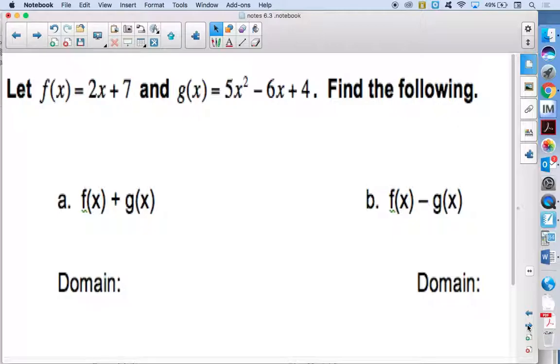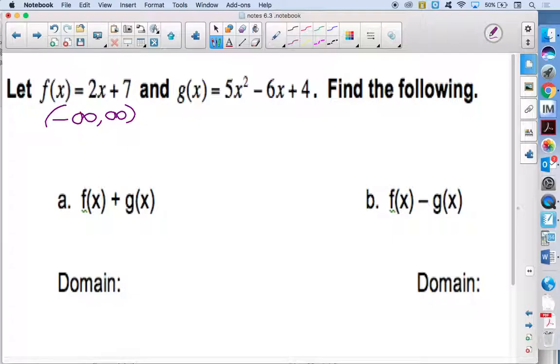So the first function, f of x, is 2x plus 7. What kind of graph is that? Okay, it's just a line. Yeah, that's mx plus b form. Okay, what's the domain of a line? That domain would be negative infinity to positive infinity because it's just a line, mx plus b. Line goes on forever, left and right. So that's the domain for f.